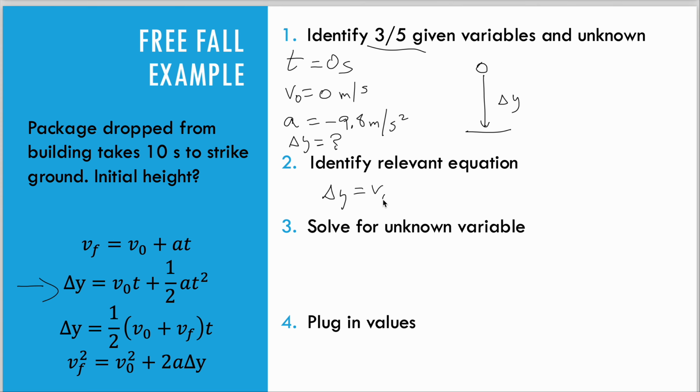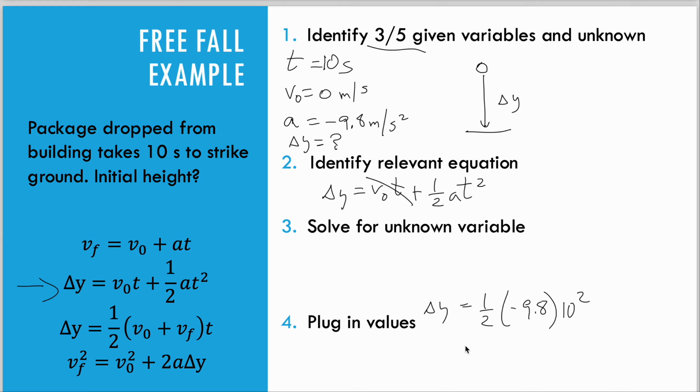Delta y equals VOT plus 1/2 AT squared. Since the motion is vertical for free fall problems, that's why all the equations have y instead of x. Solve for the unknown variable. Delta y is already solved for. We can go ahead and plug in the values, do these 2 steps together. We can cross out the VOT actually, since VO is 0, and now we can plug in the values. Delta y equals 1/2 times negative 9.8 meters per second squared times, and sorry, our time was 10 seconds. A couple typos there. 10 squared.